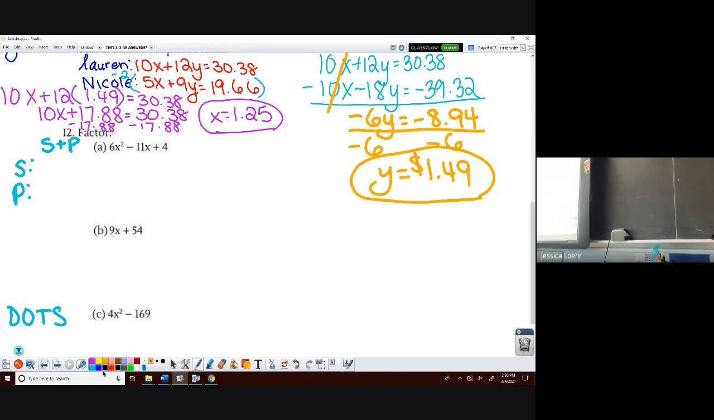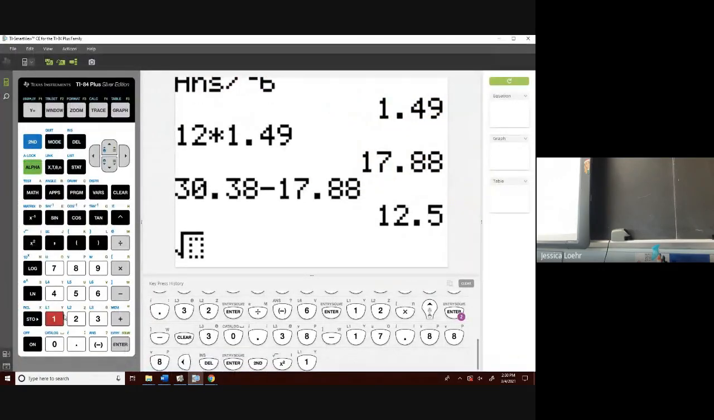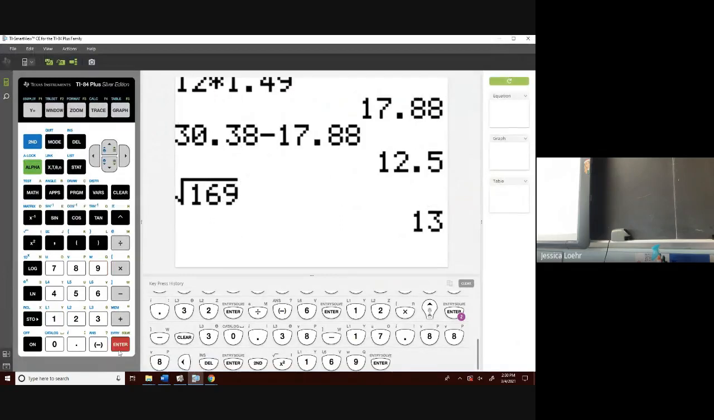4 and 169, both perfect squares. X squared is a perfect square. Any X or Y or variable raised to an even power is a perfect square. As long as it's 169, a perfect square. So in your calculator, second X squared, 169, 13 squared is 169.